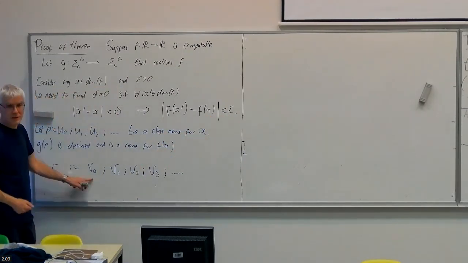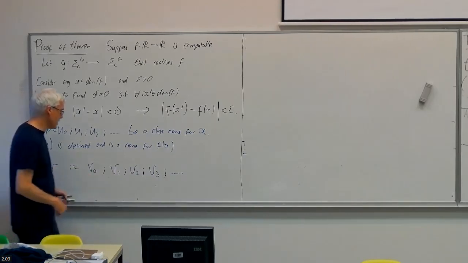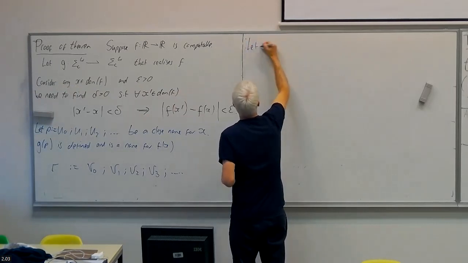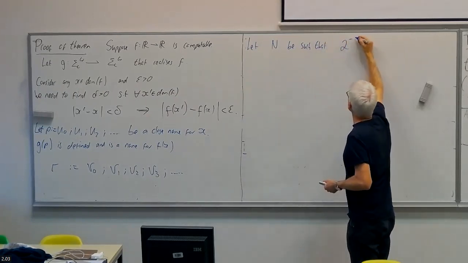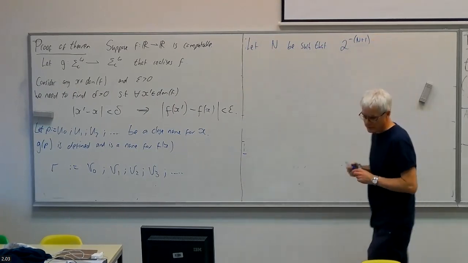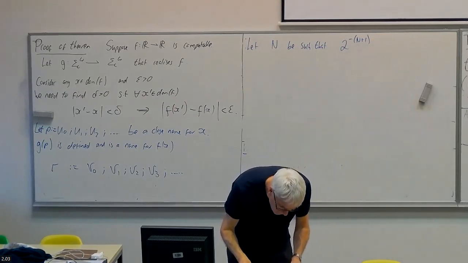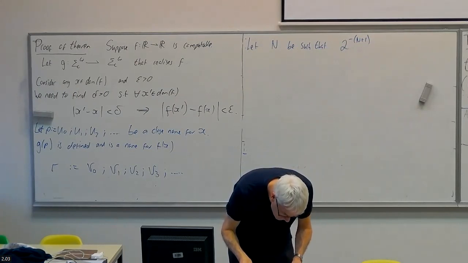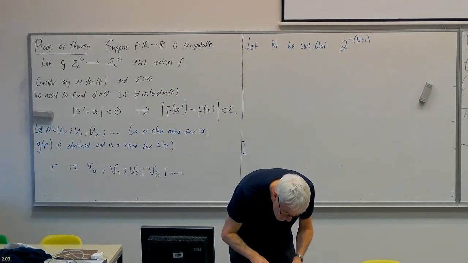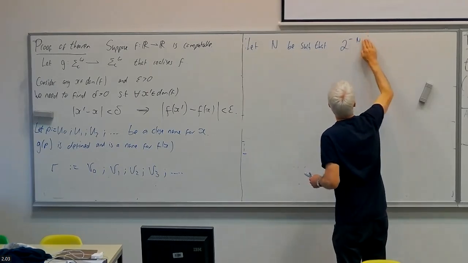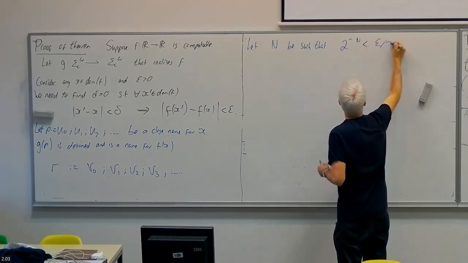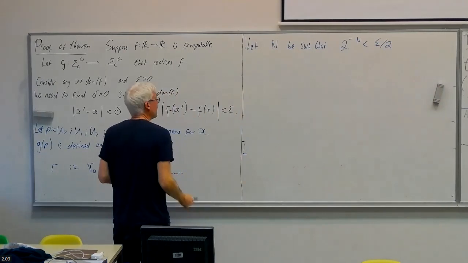With these proofs in analysis, you always have to find the right epsilon, or epsilon over 2 or epsilon over 3, if you remember from courses on analysis, that make things work. And what works here is we let capital N be such that 2 to the minus n is less than epsilon over 2. So we make n sufficiently large.